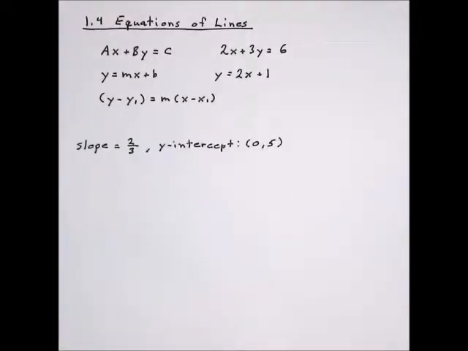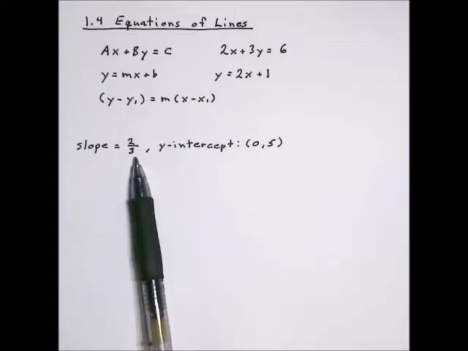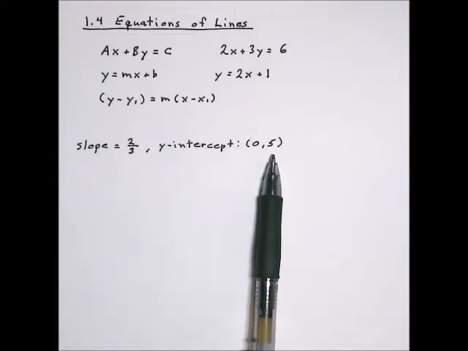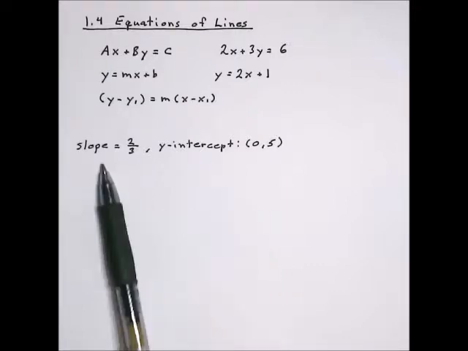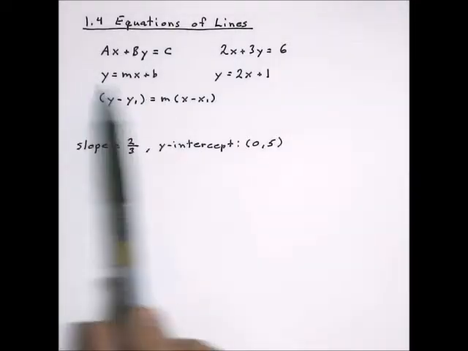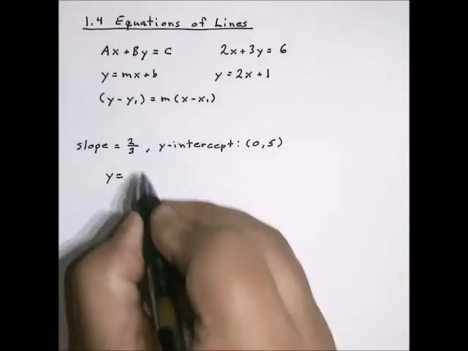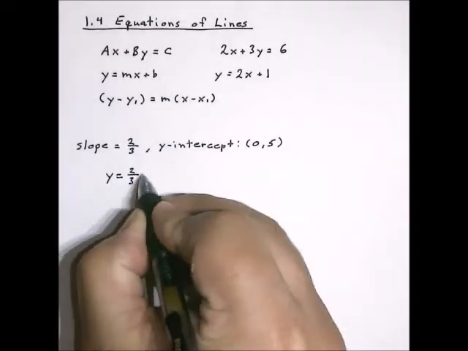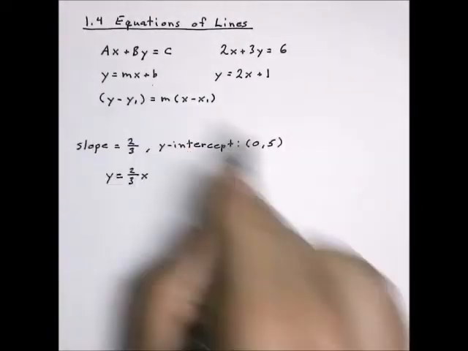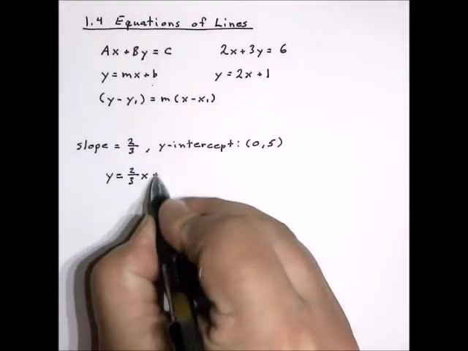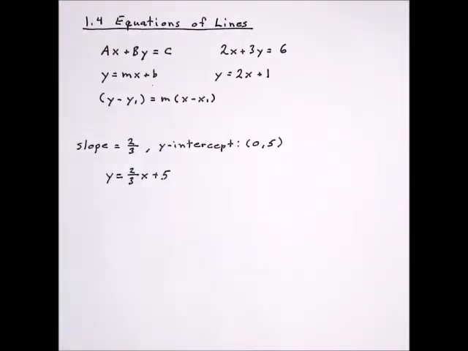The first type of problem you're going to run into is the simplest. We're given the slope of the line and the y-intercept. All you have to do to solve these is look at your slope-intercept form equation. Wherever you see the m for slope, plug in your 2/3. Wherever we see the b for y-intercept, plug in the 5. And we have the equation of a line with slope 2/3 and y-intercept 0, 5.